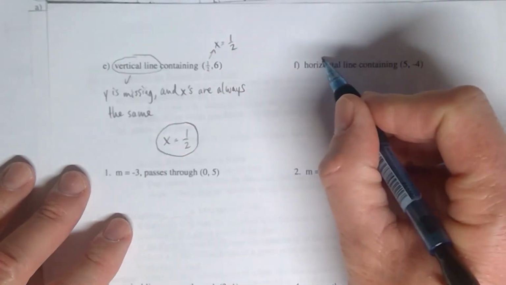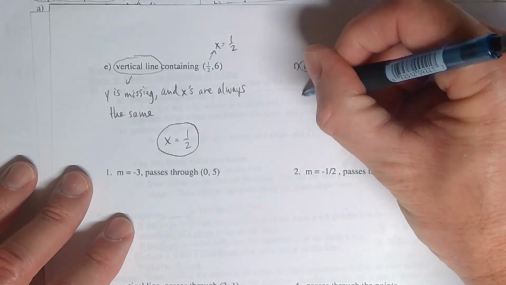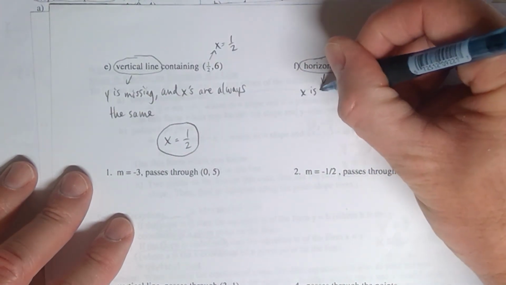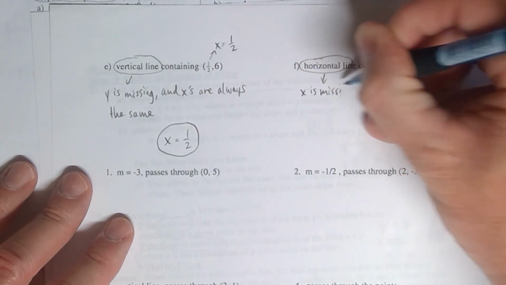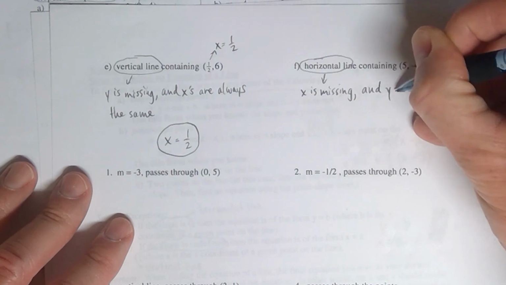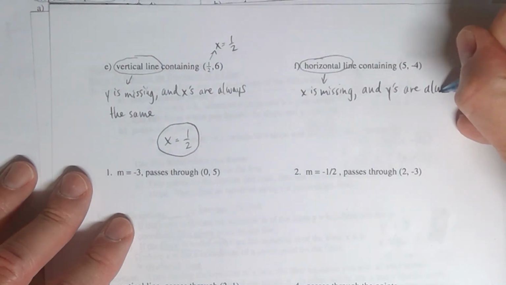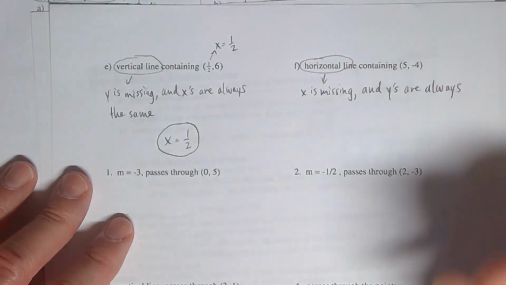In the same way, when you have a horizontal line, that means what? That means that the x is missing this time, and the y's are the ones that are always the same.